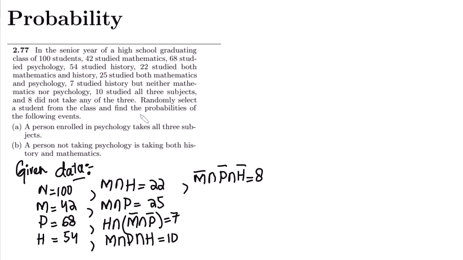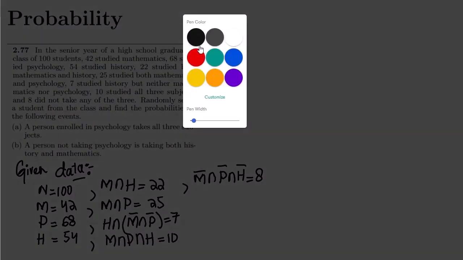So what do I have to find out? Randomly select a student from the class and find the probabilities of the following events. So these are the events A and B. A person enrolled in psychology takes all 3 subjects. Okay, I have to find the probability that a person is enrolled in psychology who has taken all 3 subjects.